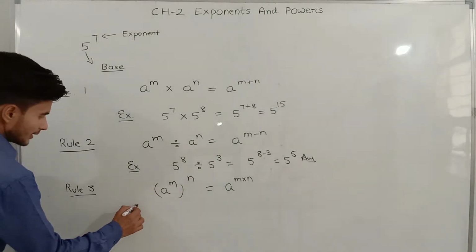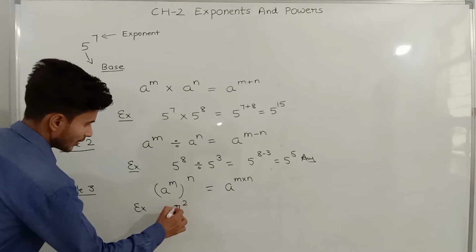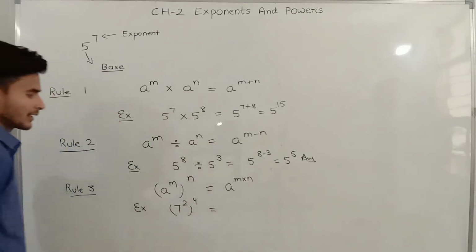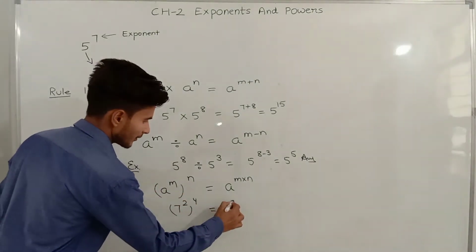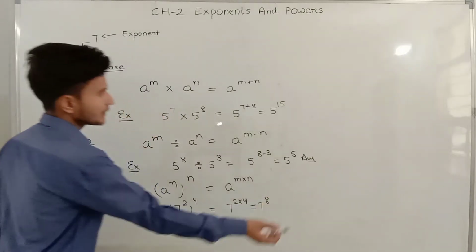For example, suppose you have 7 power 2 whole power 4. It will become what now? 7 power 2 whole power 4. So it will become 7 power 2 into 4. Means it will become 7 power 8. That is your answer.